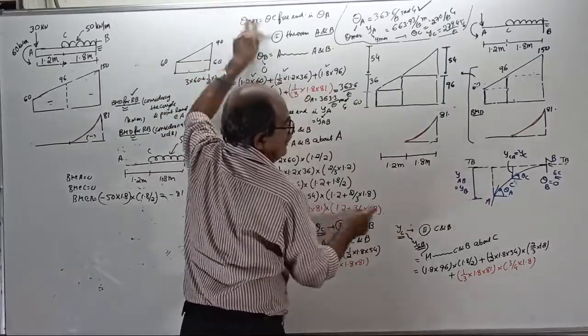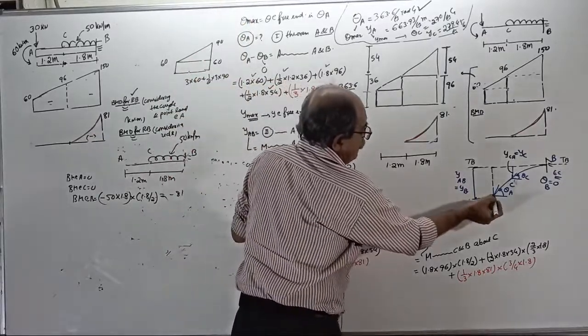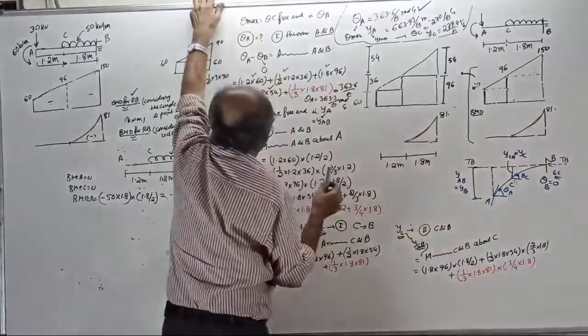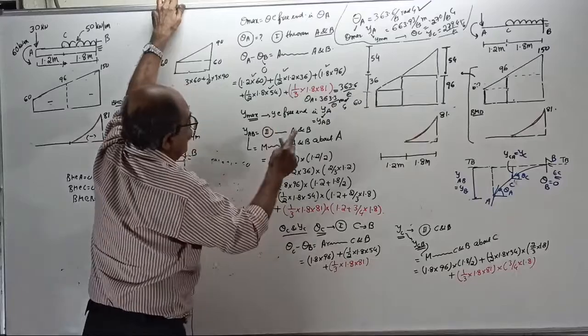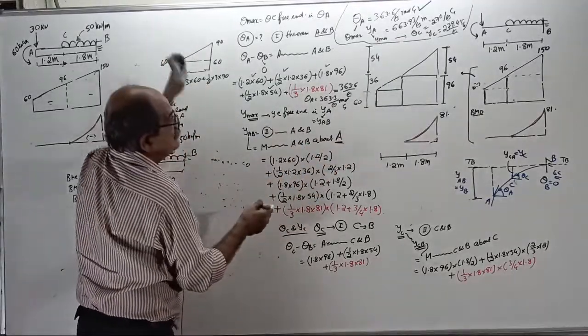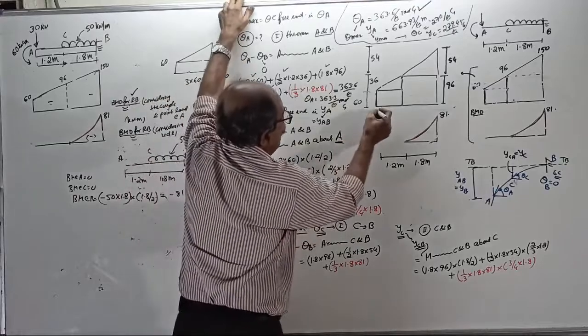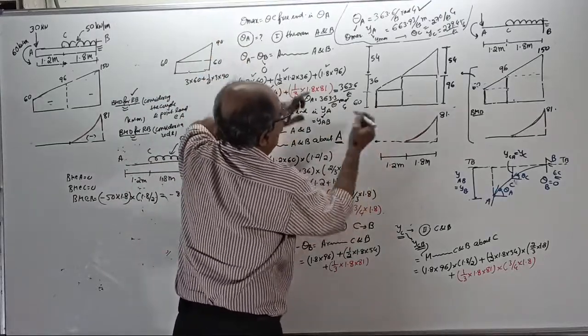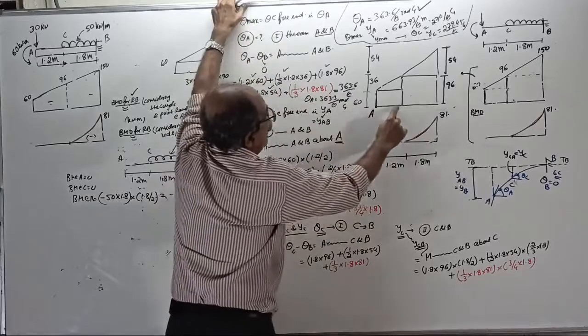Now, deflection at A, maximum deflection. Deflection at A is nothing but Y of A with respect to the tangent at B. The moment of the area of the BM by EI diagram between A and B, moment about A, equals. Start. The moment is about A. Therefore, what is the answer?